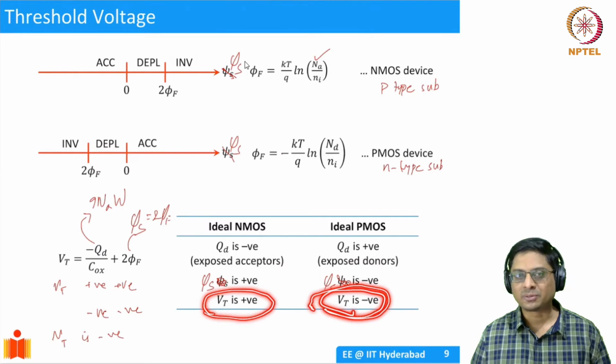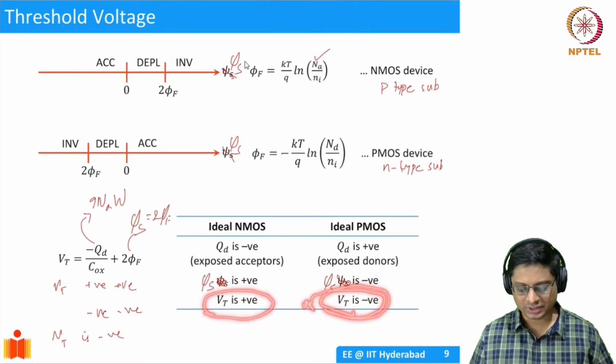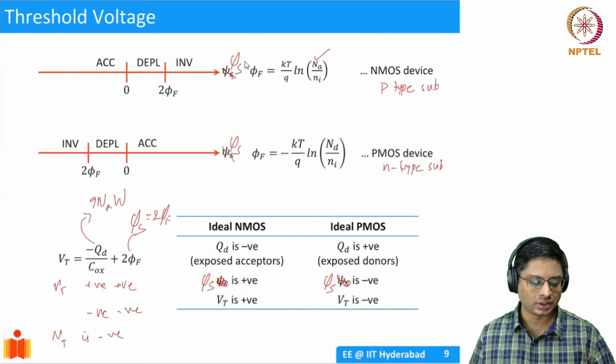So I want you to note this complementarity. It is very important for us later on. Okay? In CMOS, this is very essential. This complementarity in the voltages. All right.